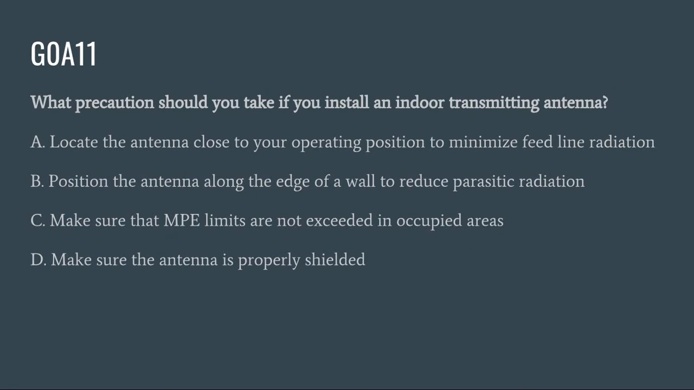G0A11, what precaution should you take if you install an indoor transmitting antenna? A, locate the antenna close to your operating position to minimize feed line radiation. B, position the antenna along the edge of a wall to reduce parasitic radiation. C, make sure that MPE limits are not exceeded in occupied areas. Or D, make sure the antenna is properly shielded. C, make sure the MPE limits are not exceeded in occupied areas.